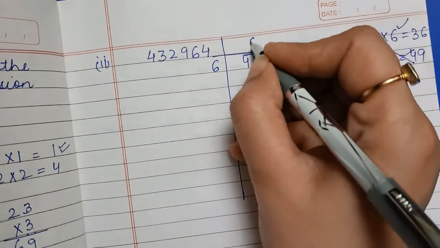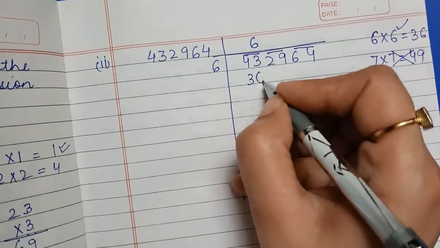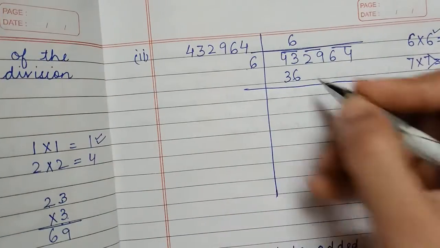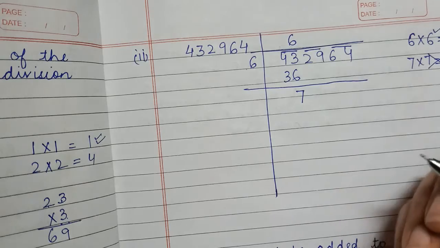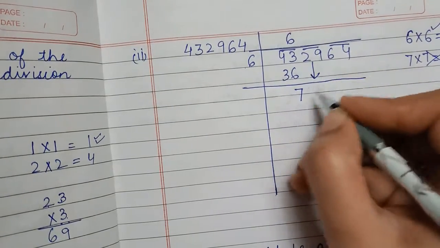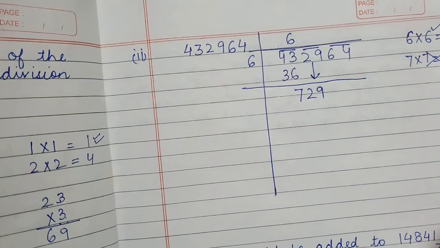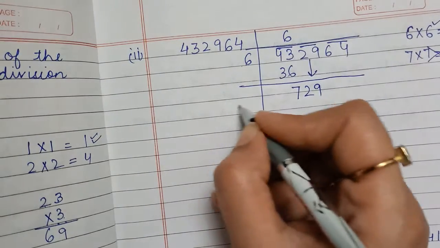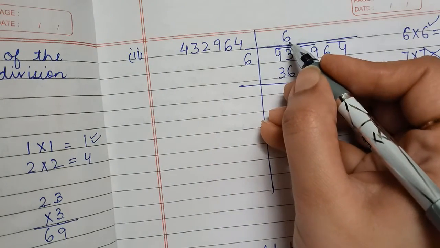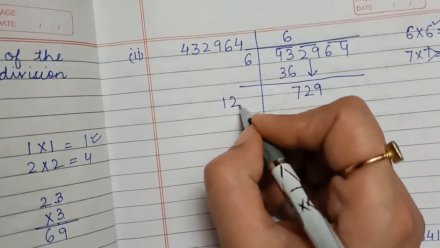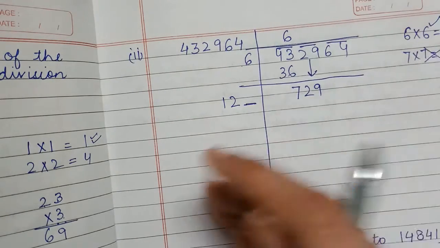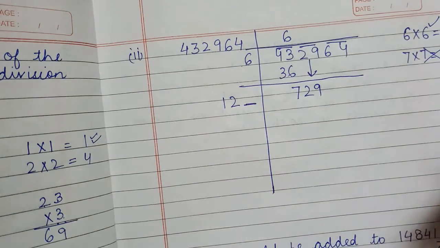So I keep the 6 here, 6 here, 6 6s are 36. Then I subtract. Subtracting both, what we get? 7. We copy the other pair, 29. Alright, what will I keep here? The double of 6. Double of 6 is 12. Now what number do I keep after 12? This I have to try in rough.